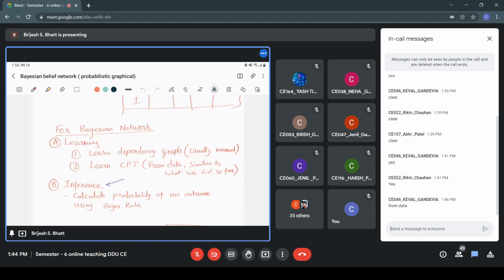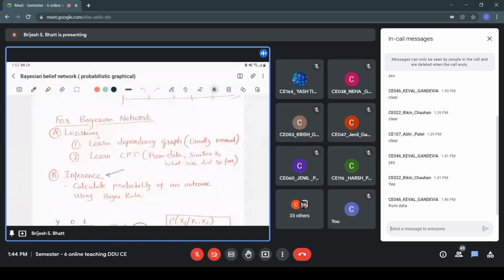Second is learning of the conditional probability table, that is CPT, which we do from data, similar to what we did so far in the case of the naive classifier. Once the conditional probabilities are learned, the next thing is to use them for answering a user query or inference question, so we calculate the probability of an outcome using Bayes rule.